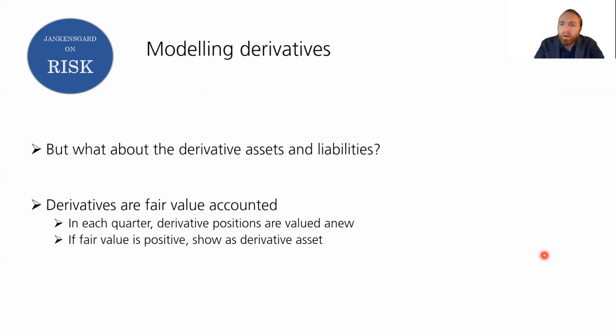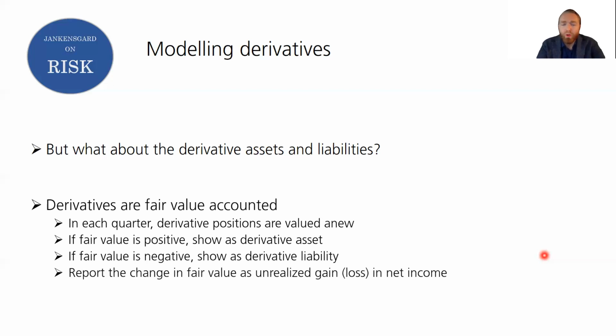Come up with a forecast evaluation of that position that reflects whatever market conditions we have assumed in those scenarios. So if the value is positive, show it as a derivative asset. If it's a negative fair value, show it as a liability. And whatever the change is between two balance sheet dates goes into net income as a fair value gain or loss. So this is essentially how derivatives are accounted for these days.